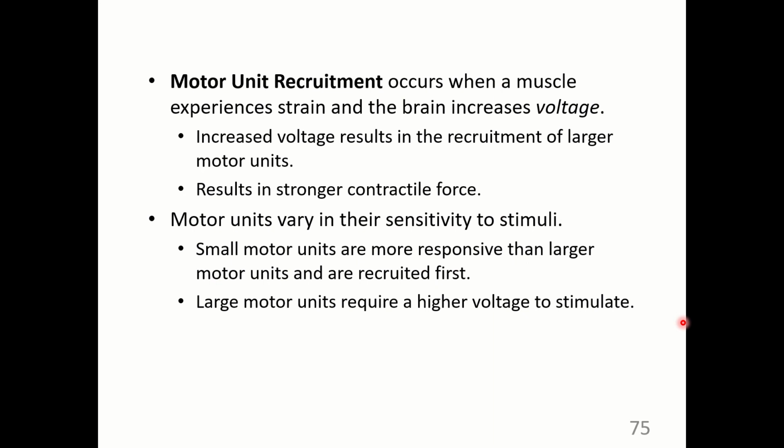Motor unit recruitment. So remember, the motor unit is a motor neuron and all the muscle fibers that it innervates. Motor unit recruitment occurs when a muscle experiences strain and the brain increases voltage. And this increased voltage will result in the recruitment of larger motor units. So this is getting into like electrical engineering stuff here.